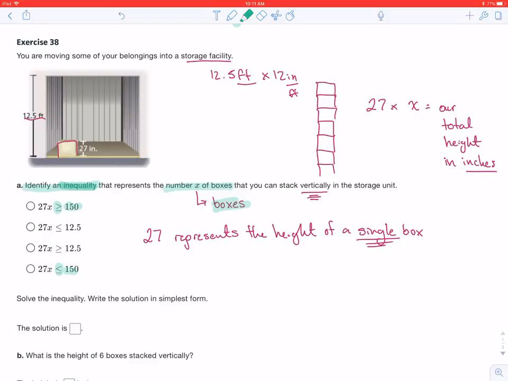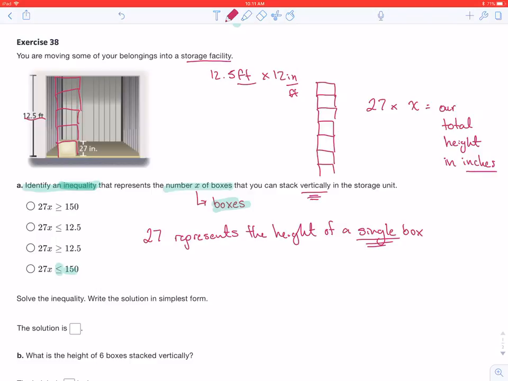Well, it makes sense that we would want it to be less than or equal to 150 inches, because if it was greater than 150 inches, that means it would go above the storage facility. We would be stacking, and if we go above it, then we can't fit the boxes in there vertically anymore. So it has to either be equal to exactly 150, which means there's no space between the box and the ceiling, or it has to be less than 150 inches for the box to fit in there.